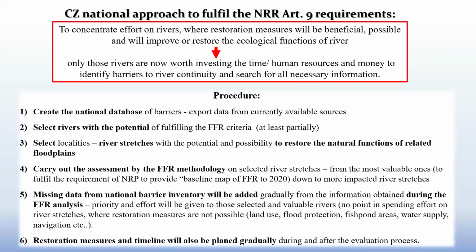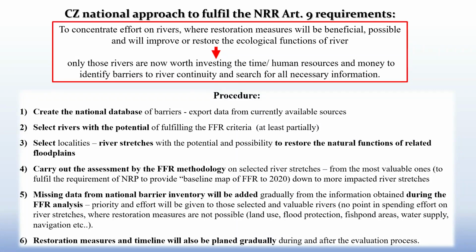And after that, we obviously have to carry out the assessment by the free-flowing river methodology on these selected river stretches. And again, we decided to start with the most valuable ones. So those rivers which we think may already be fulfilling the criteria for free-flowing rivers. Because the nature restoration plan requires a baseline map of free-flowing rivers at 2020. So it's clear that we have to start this analysis from the best rivers to find out which are fulfilling the criteria and which are not.